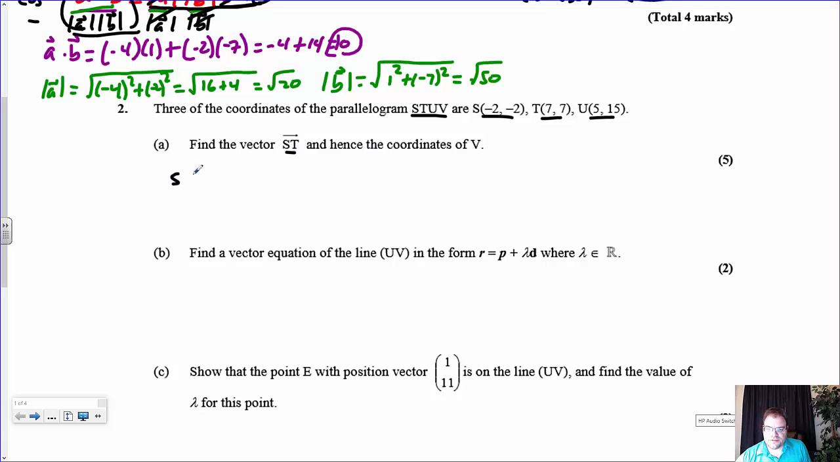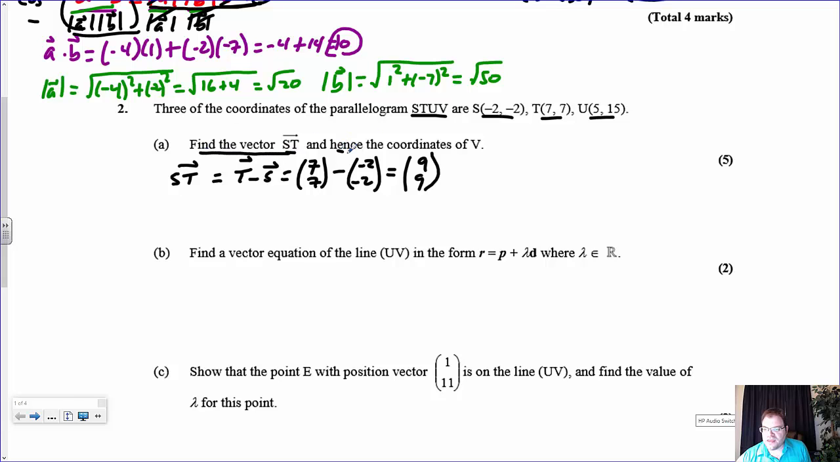The vector ST is a vector leaving S and going to T. What I'm usually going to do is take the ending point, where it terminates, which is T, and subtract where it began, which is S. So it ends at T, which is 7 and 7 represented in vector components, and I'll subtract where it began, which is negative 2 and negative 2. So 7 minus negative 2 is 9, and this one is also the same, it's 9. So this is the vector ST.